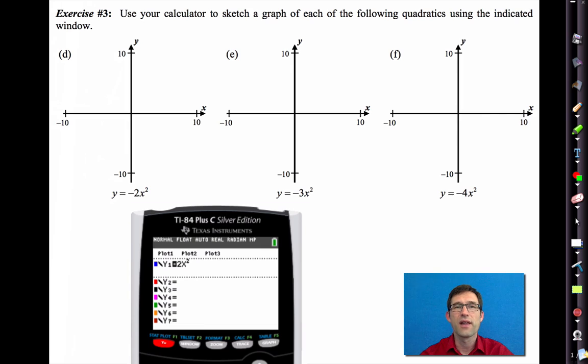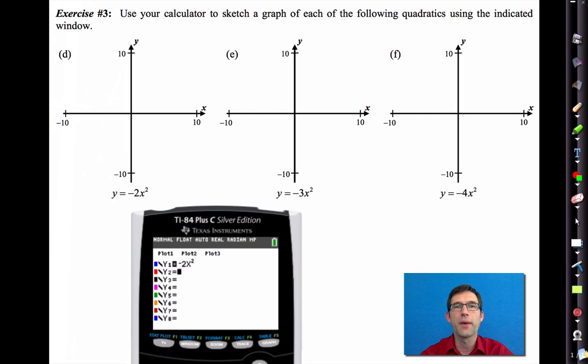All right, so let's hit our y equals button yet again. Let's clear out that last equation that we had in there. For me, that was y equals 2x squared. For you, hopefully, it was y equals 4x squared. But clear it out. Now let's put in negative 2x squared. Again, make sure that's a negative, not a subtraction.